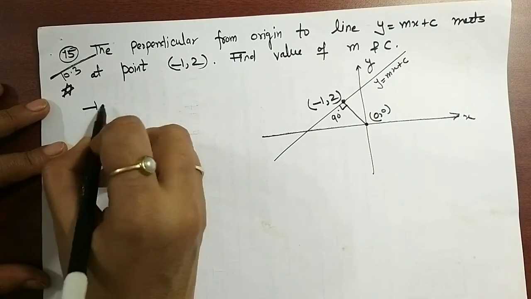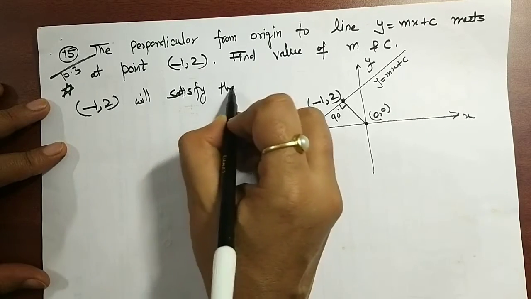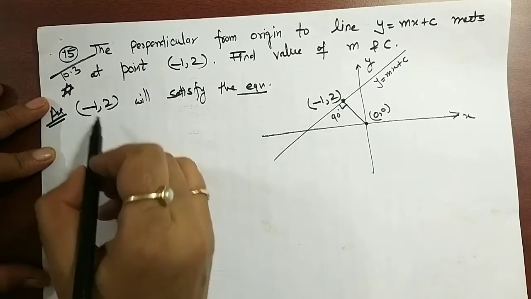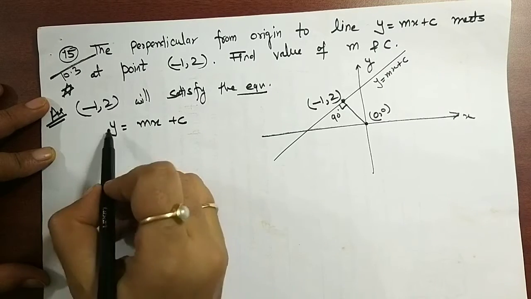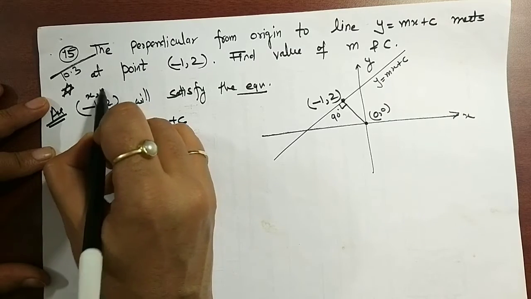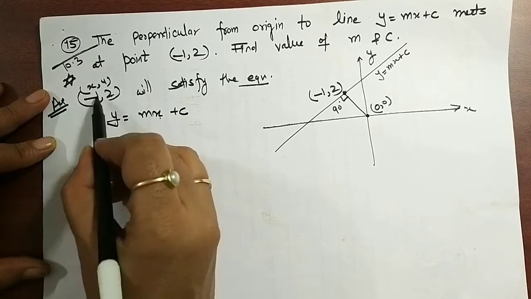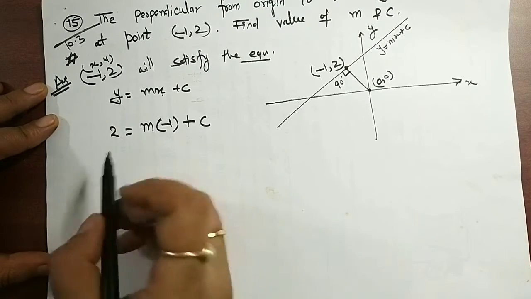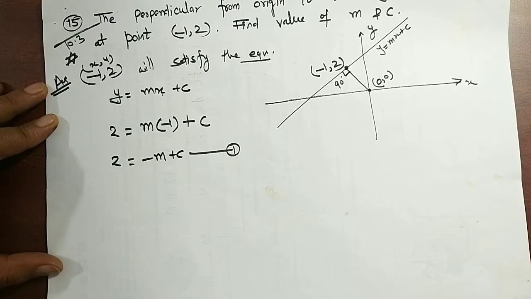So minus 1 comma 2 will satisfy the equation. Why will it satisfy? Because it is present there. So y is equal to mx plus c. So I will put y as 2 and x as minus 1. Correct. First part is always x, second part is always y. So 2 is equal to m into x, which is minus 1, plus c. Okay. So I can write 2 is equal to minus m plus c. This is my first equation.